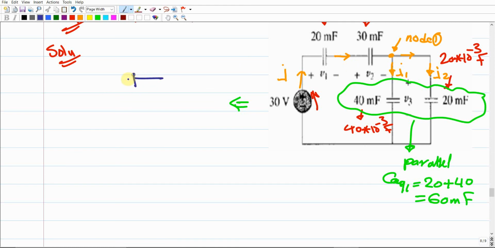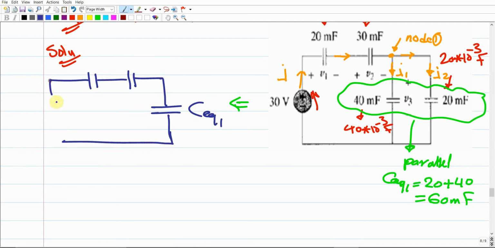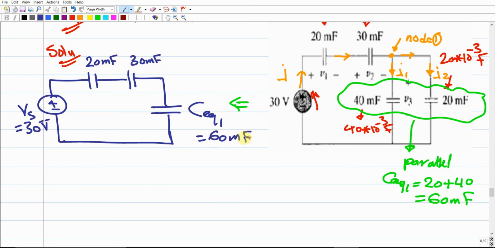We're gonna end up with just 3 capacitors. We combine 2 of them into one, which is the C equivalent one. And we have here the electrical source, which is a voltage source, positive and negative Vs, and Vs is already given here as 30 volts. And we have here 20 microfarad, and here the 30 microfarad, and this equivalent we got as 60 microfarad. Make sense?